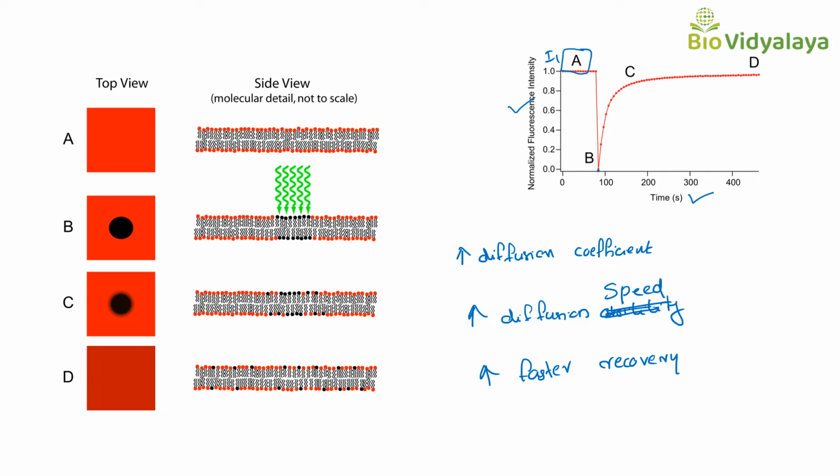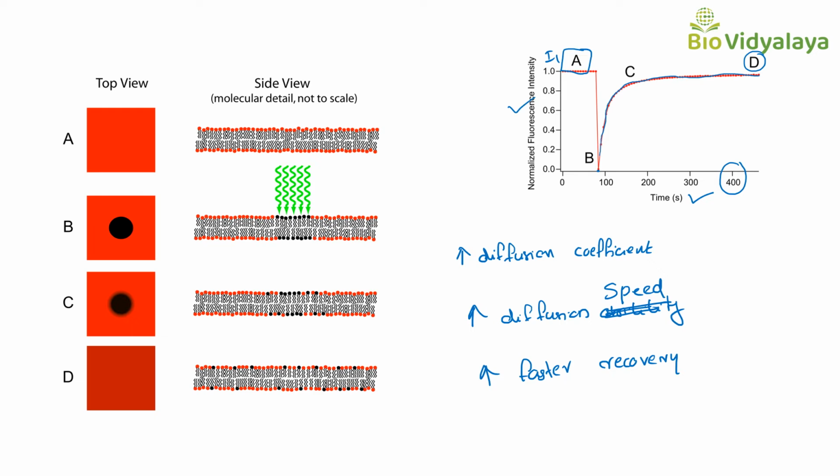After some time you can see that the intensity is gradually increasing. Fluorescent intensity is gradually increasing, and finally at D it is reaching almost complete intensity, approximately 1, but it is a little bit less than 1. So we can say that this is the time at which it recovered. It has fully recovered its fluorescent intensity.